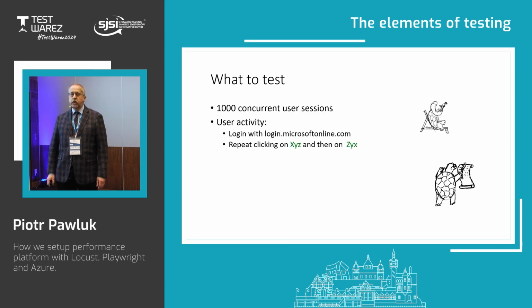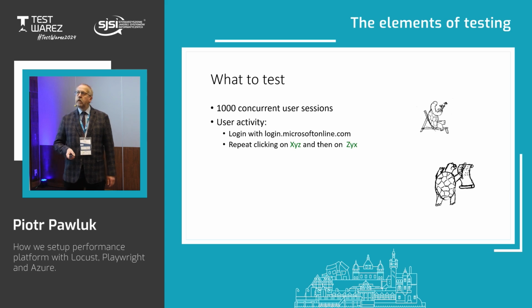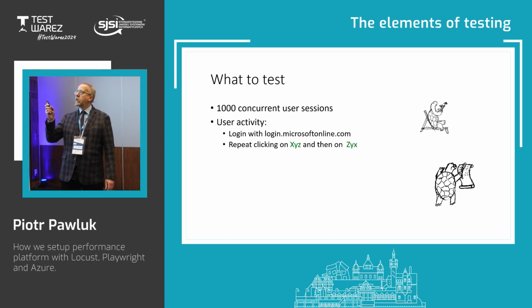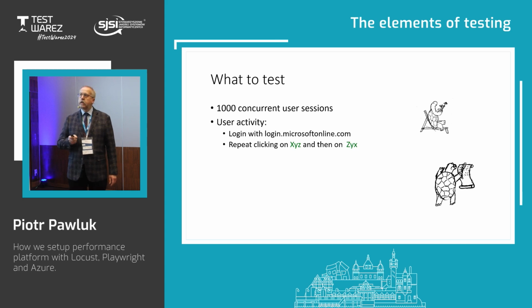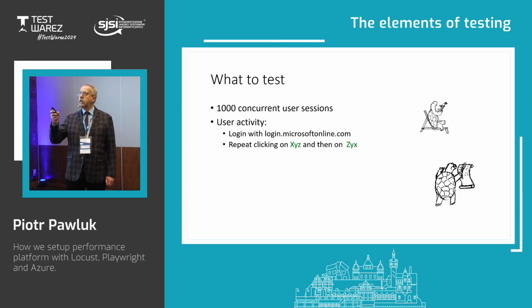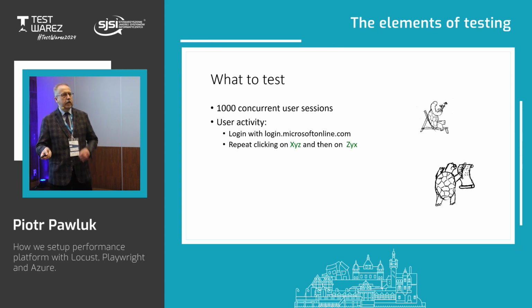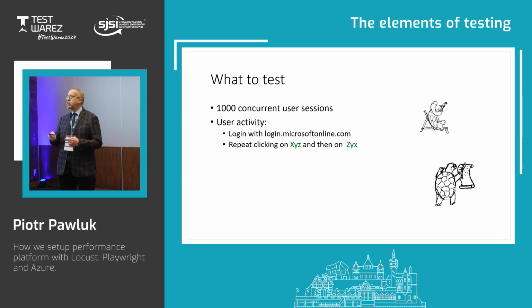Okay, so our simple application, we had 100 concurrent user sessions. The requirement was that this application should work for 1,000 concurrent users. And we have some simple activity. First, log in with Microsoft Online, using the Microsoft login, and then repeat some clicking on one link and another link. Click one, click here, click there. Repeat, repeat, repeat. So this was quite a simple test for automation, I thought.